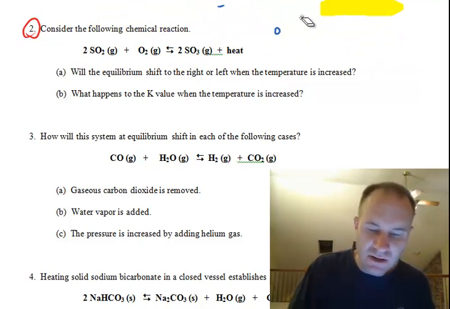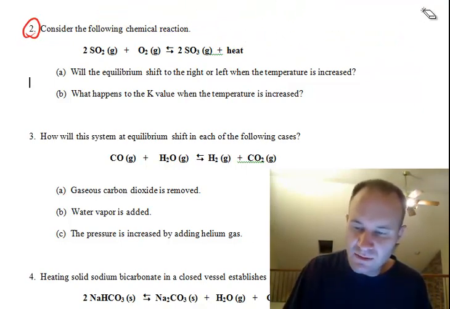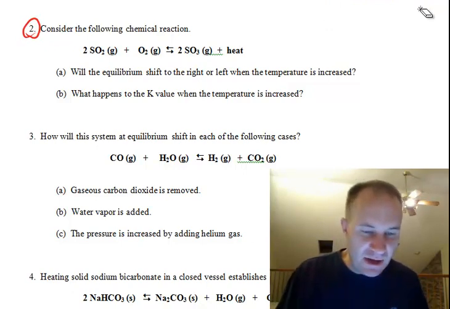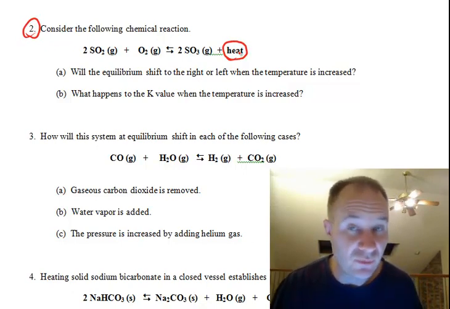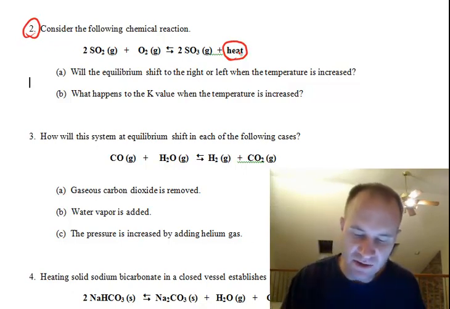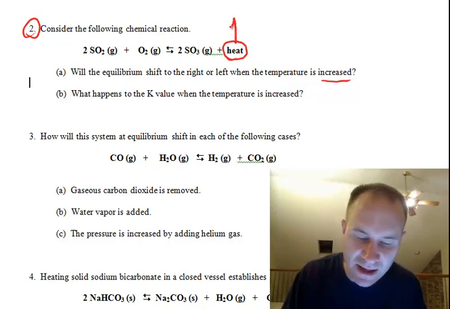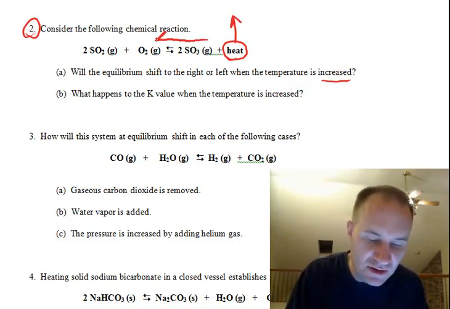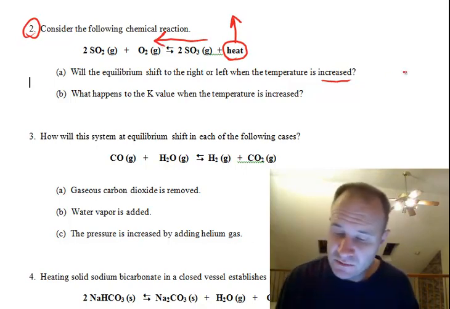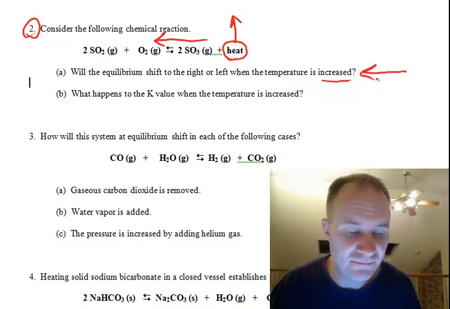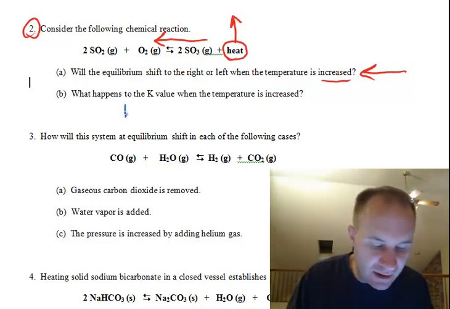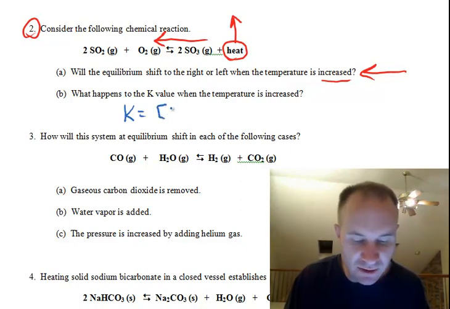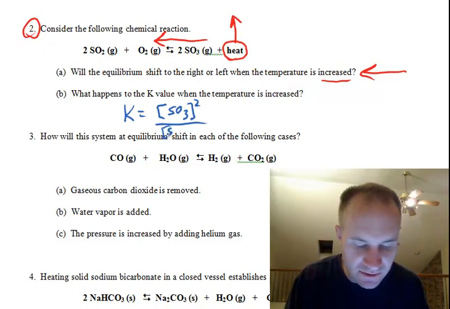If we then slide on down to the second one, in problem number 2, what we're talking about there, same idea applies, except now we have heat on the right side. And if heat is on the right side, that would be an exothermic type of process. If the temperature is increased, we are adding heat energy, which would cause the equilibrium to shift to the left. So the right answer for this is it shifts to the left. Again, we then ask what happens to the K value. Well, again, I know that K is equal to products over the reactants.